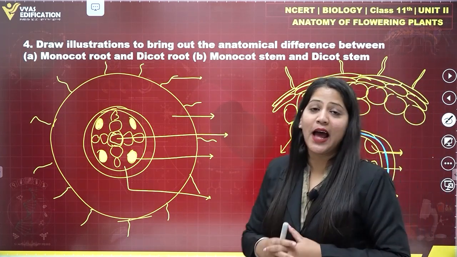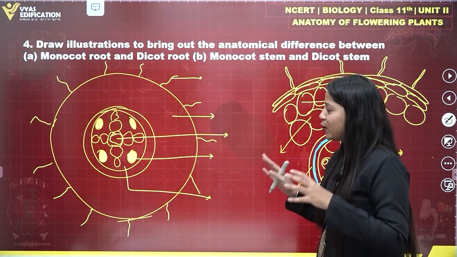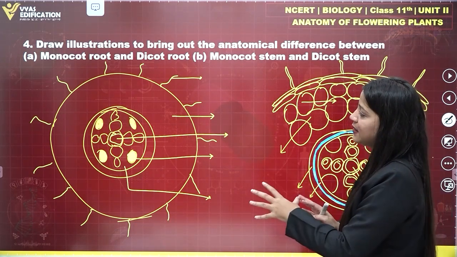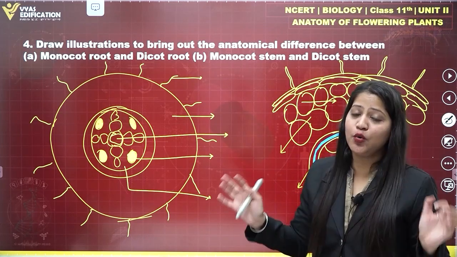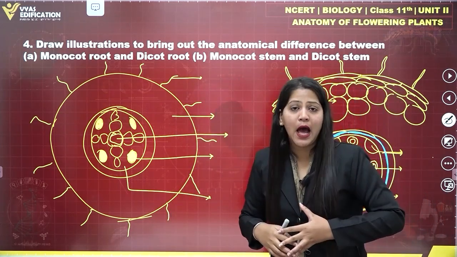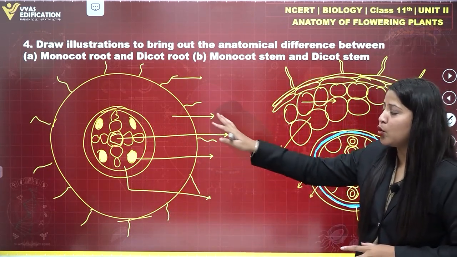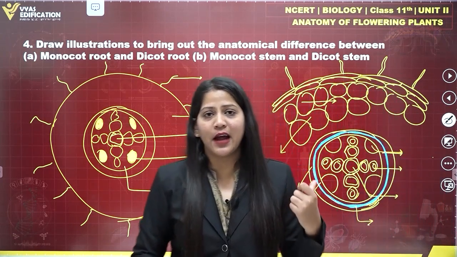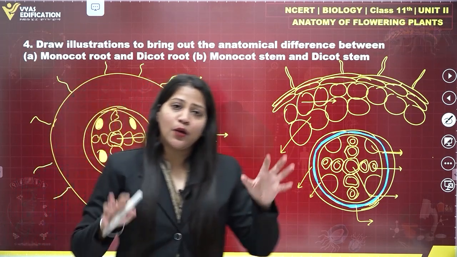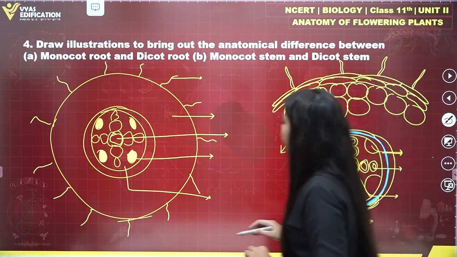As you can see on the screen, I have brought diagrams which are already made by myself. Now we are going to label all these diagrams. In this, you can see on the screen we have two diagrams, and these two diagrams are of monocot root and dicot root. This diagram on the left is representing the monocot root, whereas this diagram on the right side is representing the dicot root. Now let's label it.